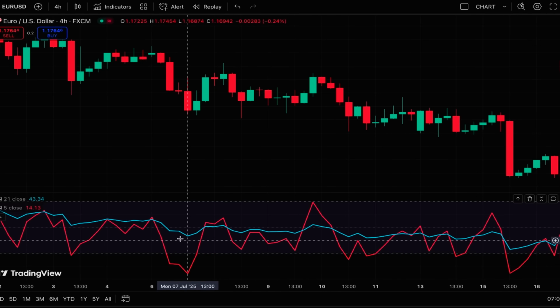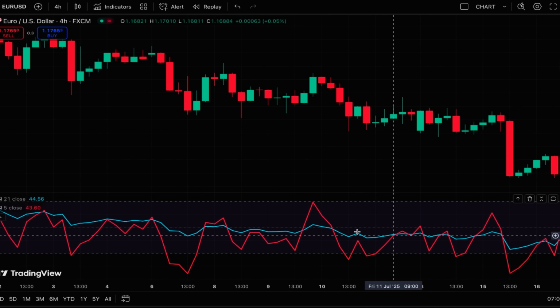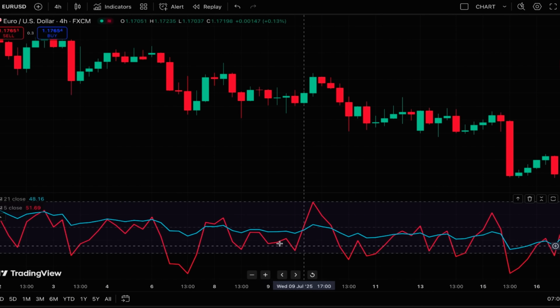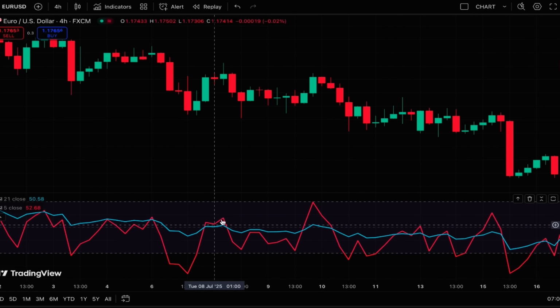On the other hand, when blue RSI is below the center line, it shows that the market is trending down and we need to look for short position opportunities. In this situation, we wait for the red RSI to go above the center line.